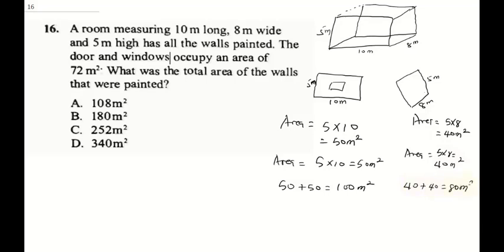80 meter square. Now, having gotten this, the total area, assuming there were no doors and windows, will be 100 plus 80, which will be what? 180 meter square. Now, when you subtract the area occupied by the windows and the doors, that's 180 minus 72, you are going to get 108 meter square. Therefore, the correct answer here is going to be A. So I'll mark my A.